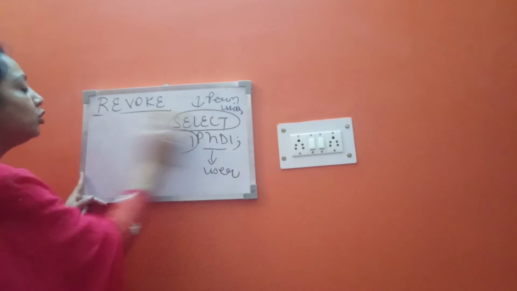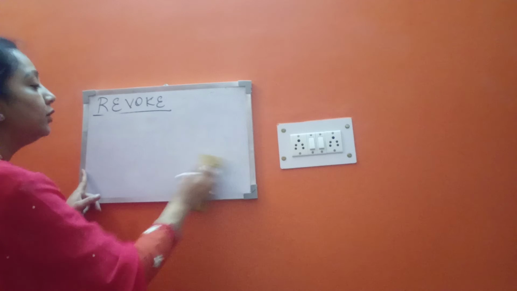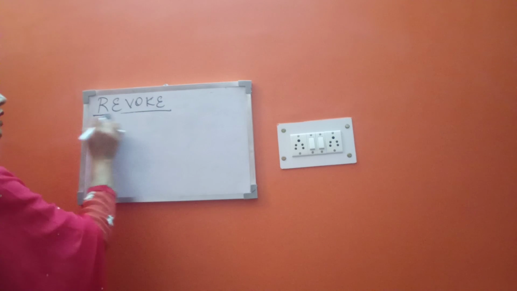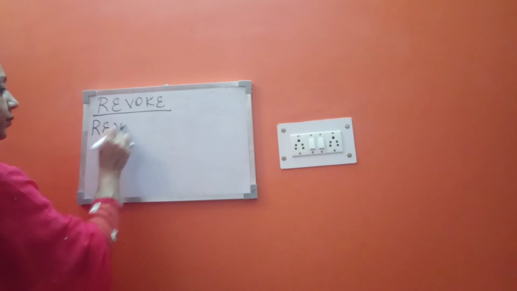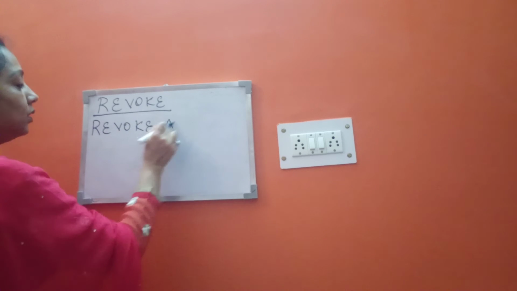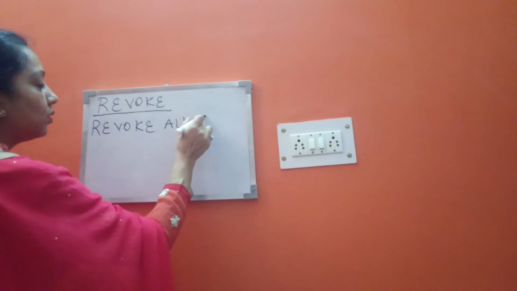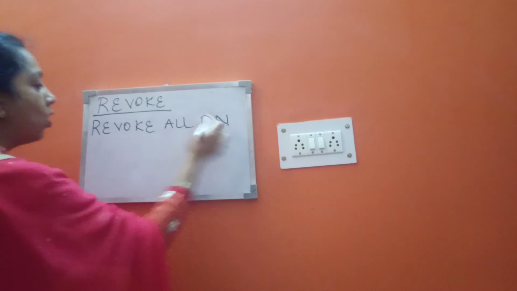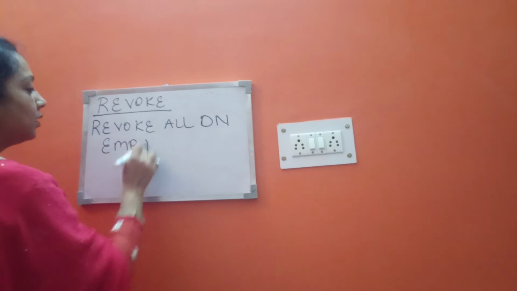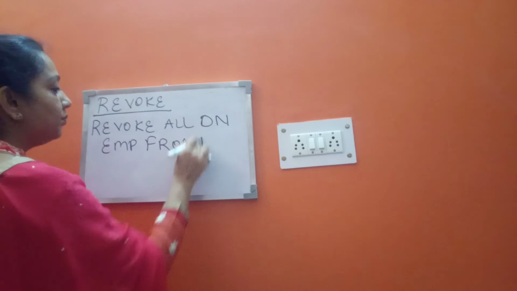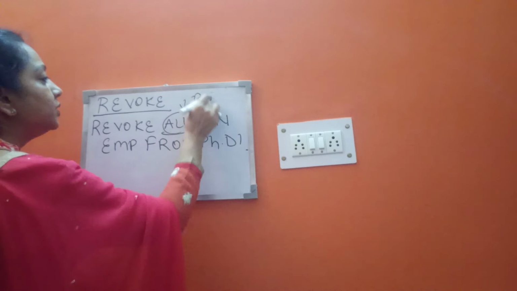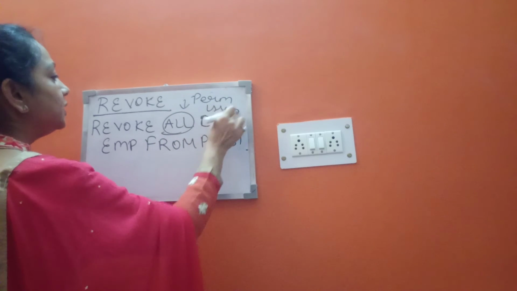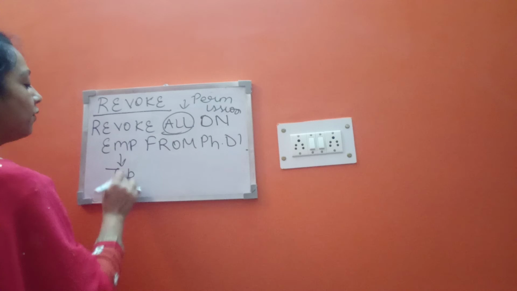In the same way, I may want to take away all the permissions from this particular user. For example, it may happen that this user has left the organization, or for some other reason I may want to take away all the permissions from this user. I will say revoke all on EMP from PhD1. So this way I am taking away all the permissions or privileges on the employee table from the user PhD1.